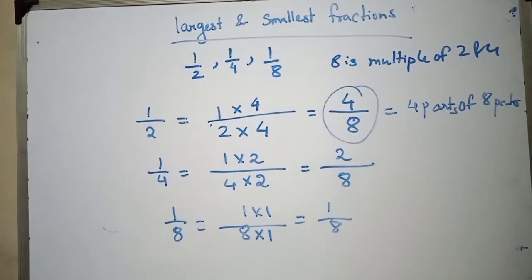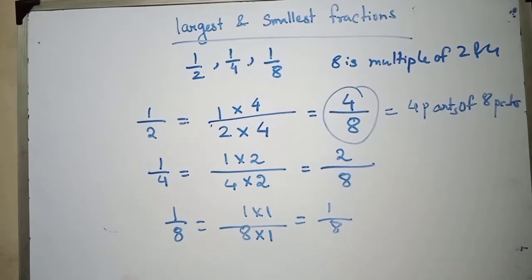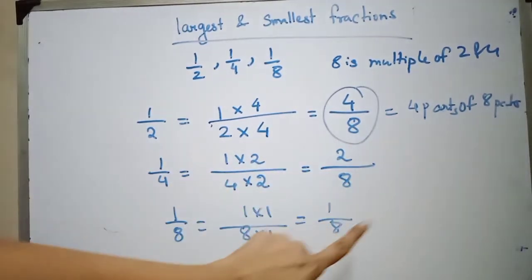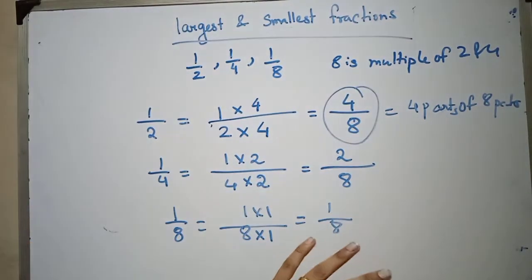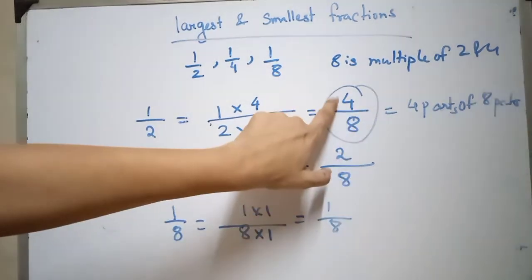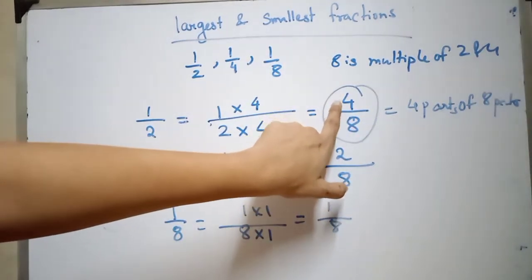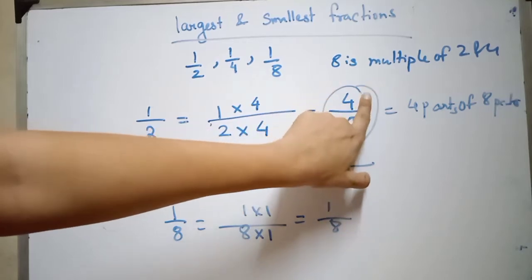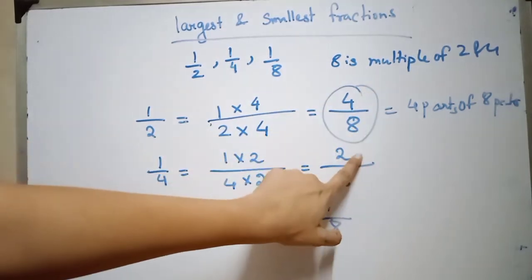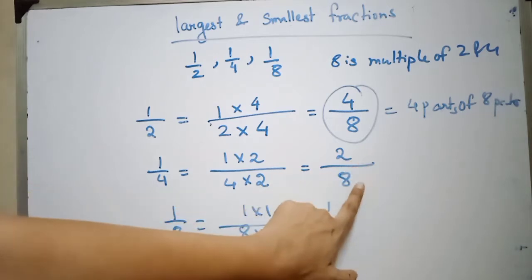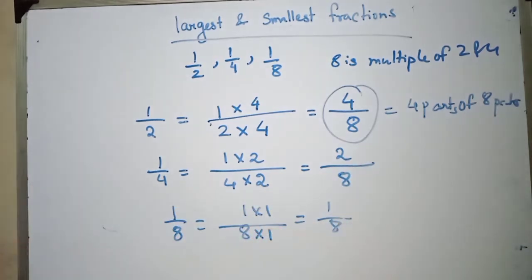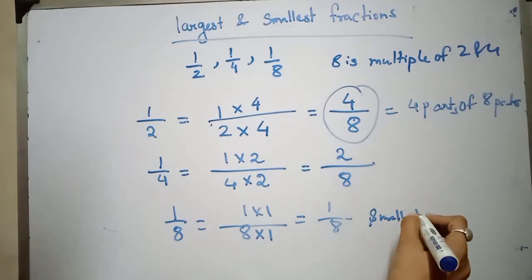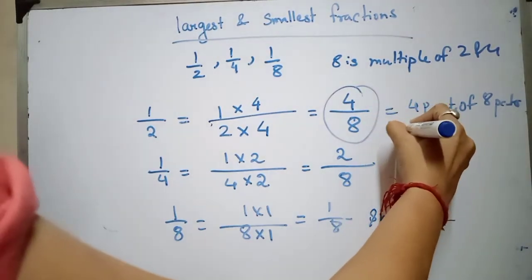So this means we are taking 4 parts of 8 parts. Here we are taking 2 parts of 8 parts. Here we are taking 1 part of 8 parts. So we are taking more parts here, right? This is the largest one, right? Because we are taking 4 parts out of 8. Here we are taking 2 parts out of 8, and here we are taking only 1 part. So this will be the smallest, and this is the largest.